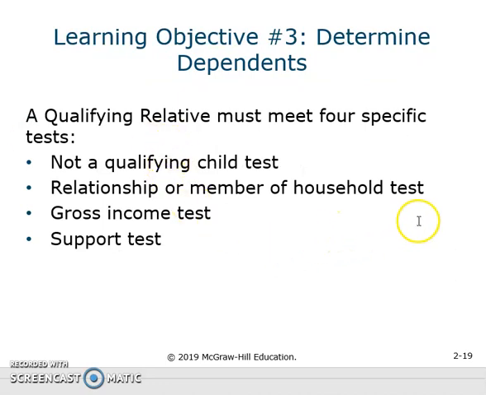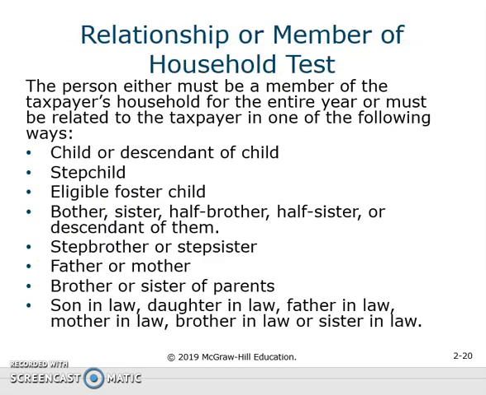So the next way that we can have a dependent is a qualifying relative. In this case, they must also meet 4 specific tests. The first one is not a qualifying child. So they cannot be considered a qualifying child to be a qualifying relative. Next, we have the relationship or member of household test, the gross income test, and the support test.